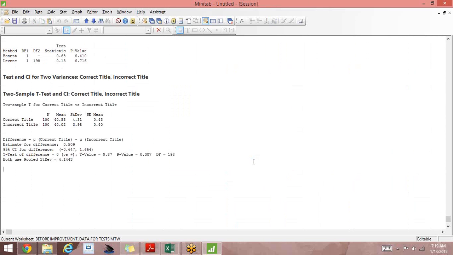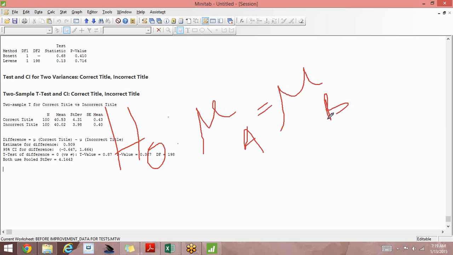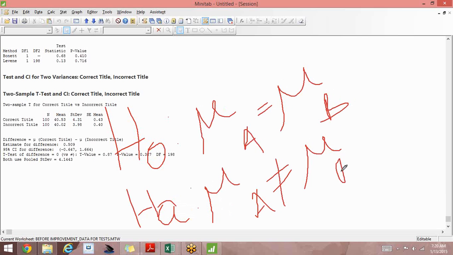So now I just click on OK. I get the p-value here for the t-test also. Look at the p-value and say, Anuj, is it greater than 0.05? If it is greater than 0.05, then what will you select, null hypothesis or alternative hypothesis? Null hypothesis. But what is the null hypothesis here? How will you write it? Null hypothesis will say mean of correct title is equal to mean of incorrect title. Alternative hypothesis says mean of correct title is not equal to mean of incorrect title.